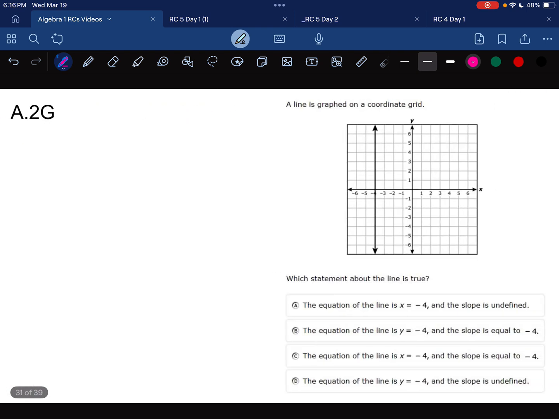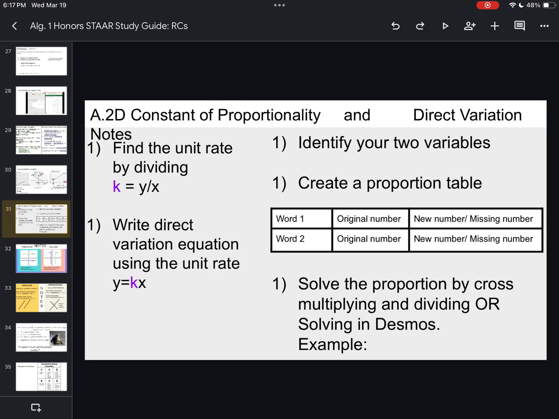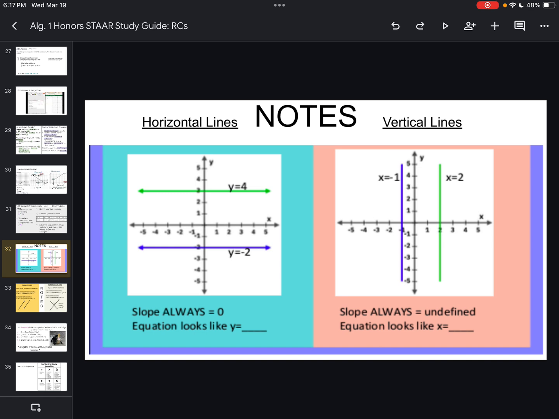All right, last one. Go ahead and read this problem. And as you look at this problem, I want you to look at some notes that you have, whether it's your brain dump or anything like that. So go ahead and read this problem and try to solve it. All right. A line is graphed on a coordinate grid. Which statement about the line is true? So let's look at some notes. I'm going to first look at what type of line I'm dealing with. Am I dealing with a horizontal line or a vertical line?